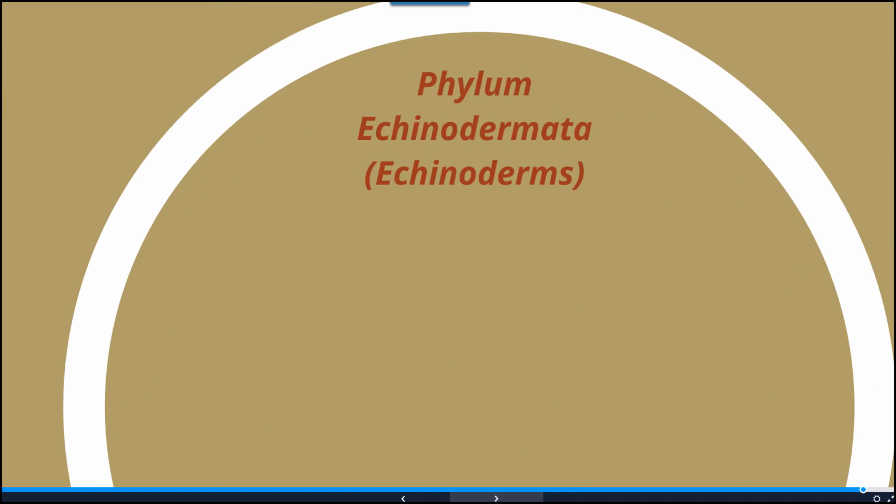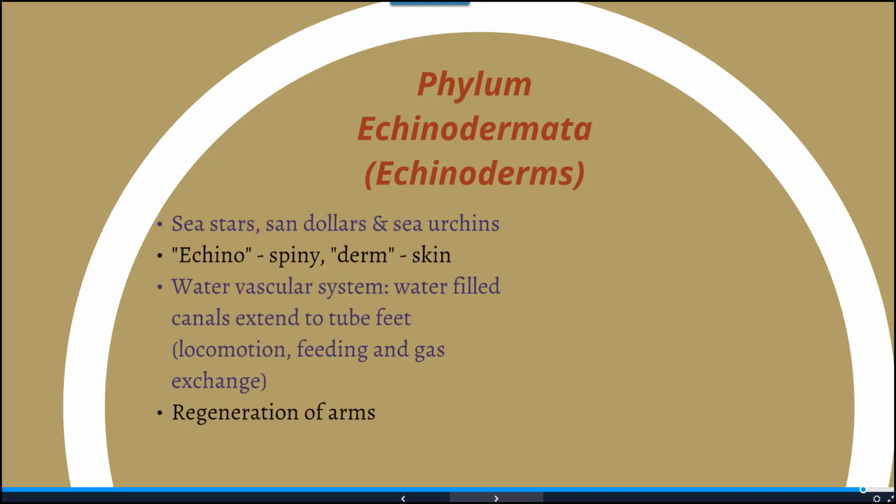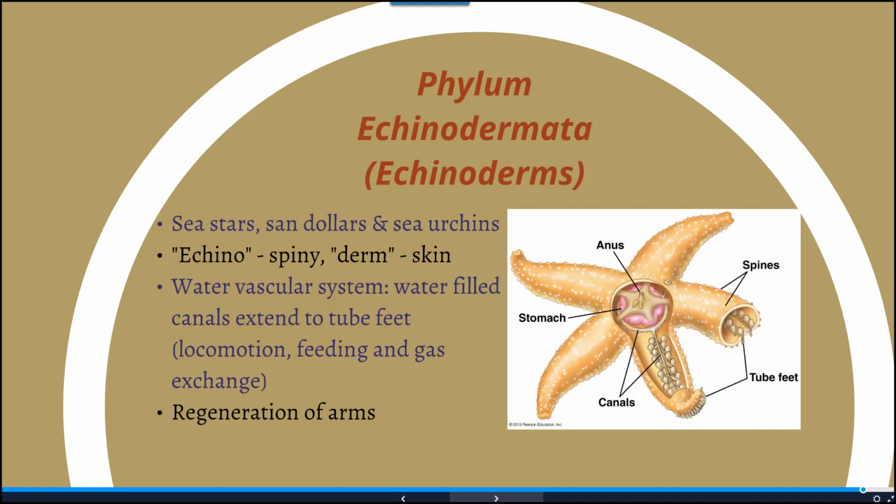The phylum Echinodermata is the last of our invertebrates, and this is going to be echinoderms, which is sea stars, sand dollars, and sea urchins. The word echino refers to the phrase spiny, and derm translates to skin, so they're spiny skins. And they have a couple of interesting characteristics. They have a water vascular system, which is where they have water-filled canals that extend the little tube feet they have along the bottom. So water helps them with movement, but also with circulating materials within their body.